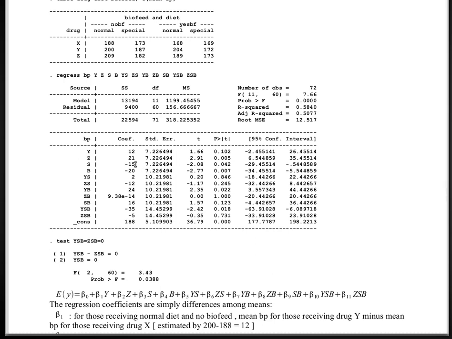What is minus 15? Well, now let's walk through this. It is, in fact, comparing those receiving the special diet and those receiving the normal diet, but it's specialized to those in the group receiving drug X and receiving no biofeedback. Okay? Let's have a look. Let's see if we can't interpret this. It's the comparison between those receiving the special diet, that's this group, minus those receiving the normal diet, and those receiving drug X, and no biofeedback. Notice here, that is 173 minus 188. That is minus 15.